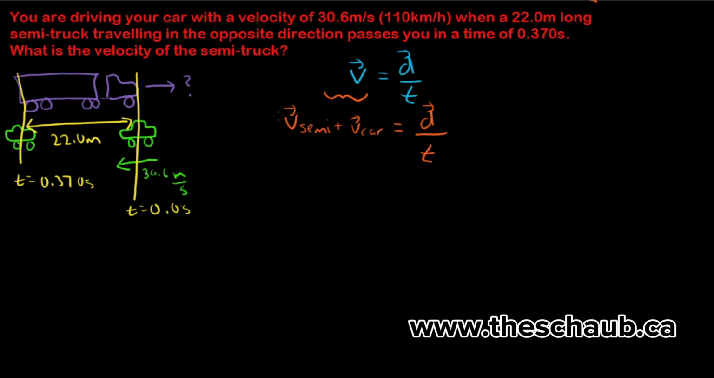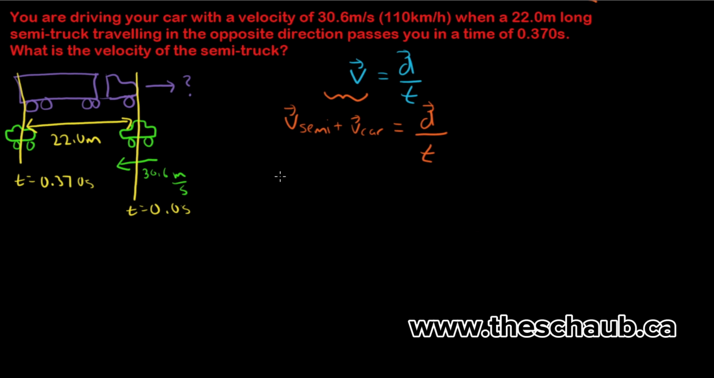If you're struggling with understanding this scenario, another way to think about it is if the car was moving and the semi-truck was stationary, how fast would the car have to move to cover these 22 meters in 0.37 seconds? Well, if the semi-truck was stationary, the car would have to move at its velocity plus the velocity of the semi to ensure it still covered this distance in 0.37 seconds.